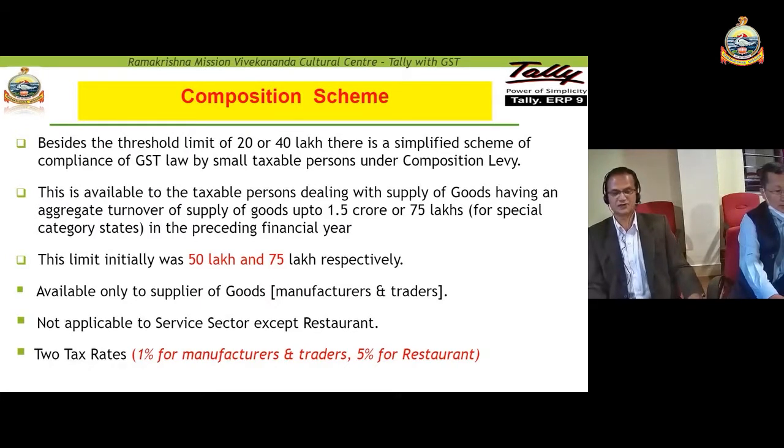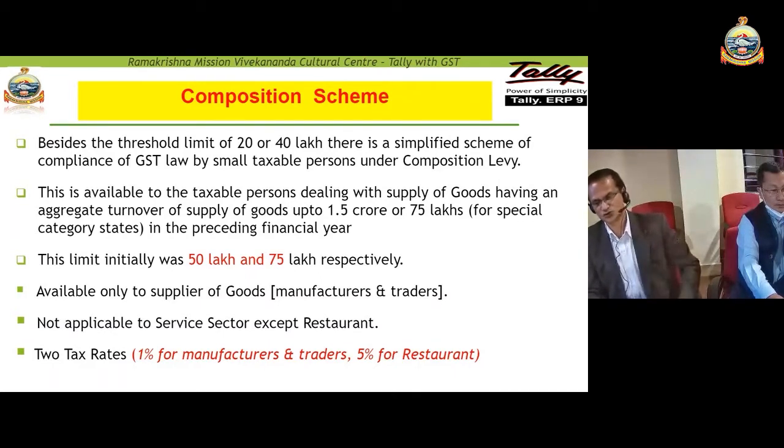But there is one relief for those entrepreneurs, those starters who have started their business, maybe trading goods. For them, up to 75 lakhs in the special category states, or up to 1.5 crore in the other states, they can pay the taxes at a nominal rate. Supposing the tax rate is 18%, 12% or 5% or whatever it may be, they will pay at a concessional rate.